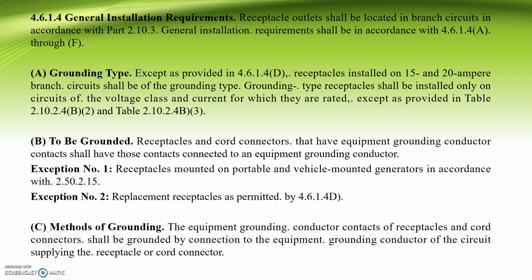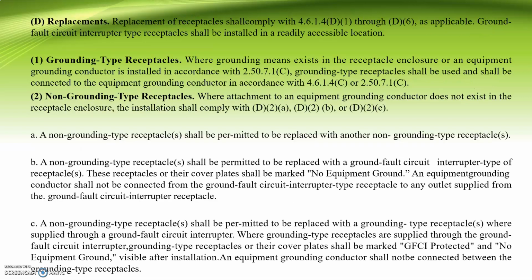Exception number 1: receptacles mounted on portable and vehicle-mounted generators in accordance with Chapter 2.50.2.15. Exception number 2: replacement receptacles as permitted by Chapter 4.6.1.4d. C, methods of grounding. The equipment grounding conductor contacts of receptacles and cord connectors shall be grounded by connection to the equipment grounding conductor of the circuit supplying the receptacle or cord connector.